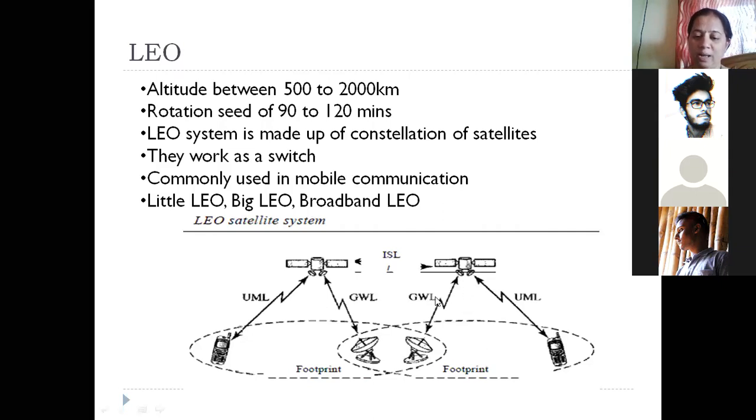Let us have a look at this diagram, the LEO satellite system. Imagine there is a satellite which is revolving around the Earth, which is already launched and placed in the orbit. Now suppose this is your satellite. Suppose you have a mobile phone here, and suppose this is the other end. This is the source and this is the destination. Okay, this other end is somewhere far away.